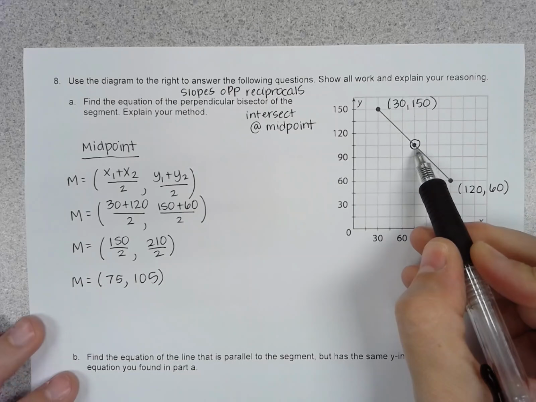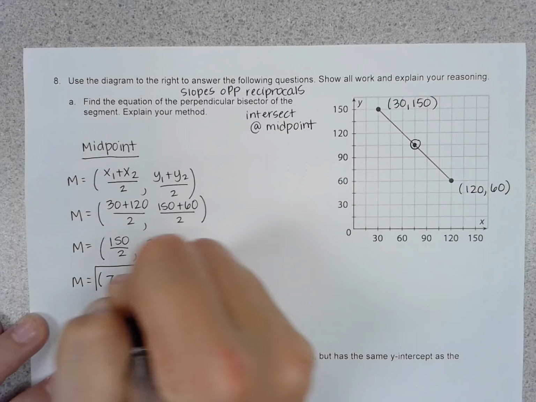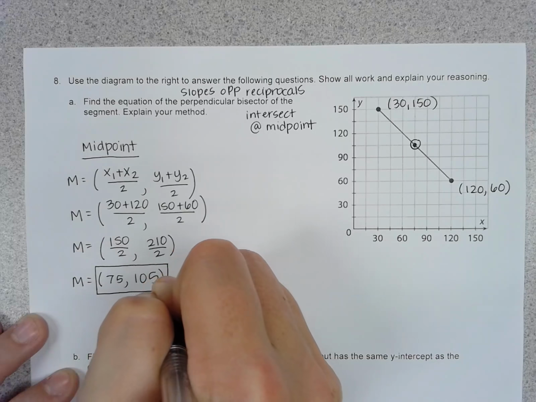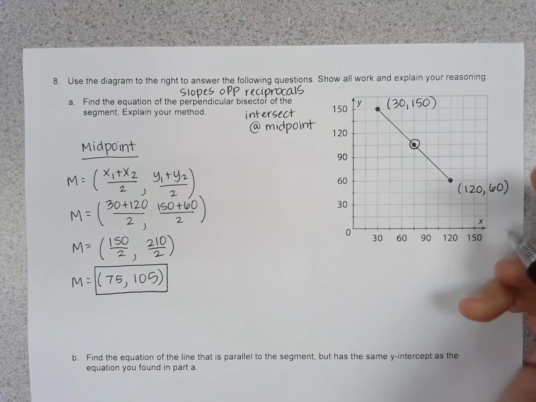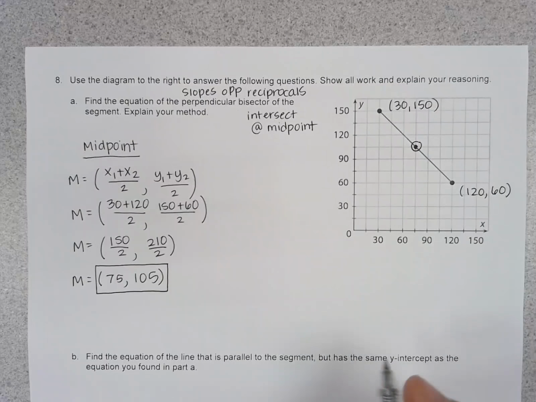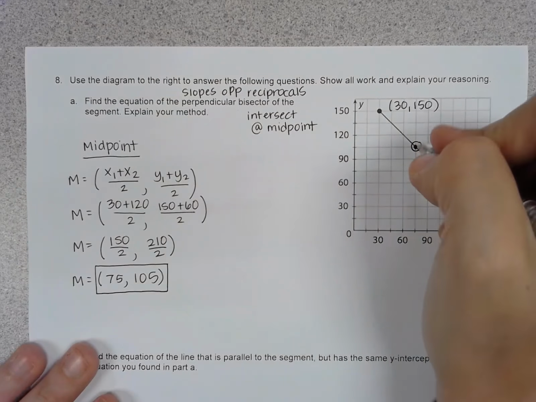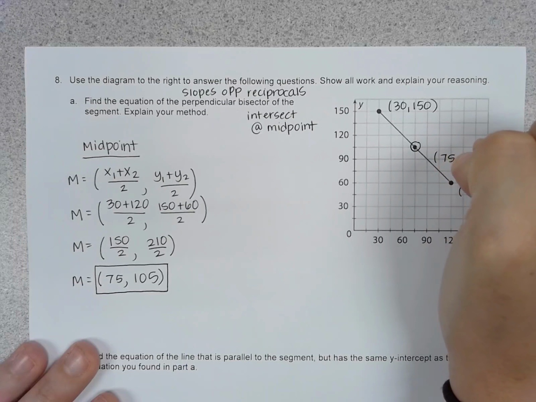I put a circle around it so that you could see where it was located on the graph. So if I'm trying to construct the perpendicular bisector of this segment, I could take a compass and go whoosh, whoosh, whoosh, and then just find the equation for the line that goes through the middle. But I'm going to choose to find the equation algebraically instead of graphically. So right here, that midpoint is at the point 75, 105.